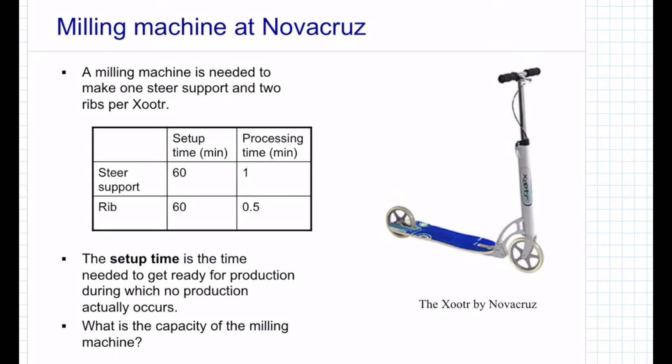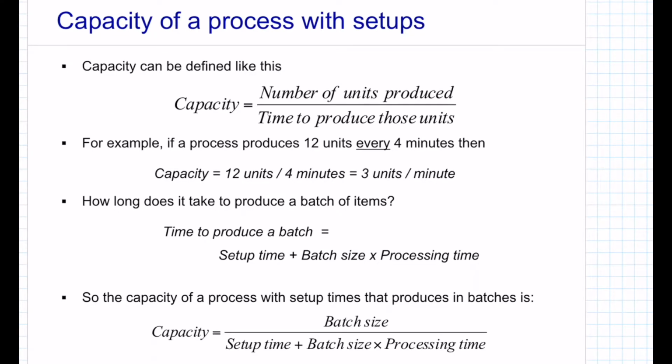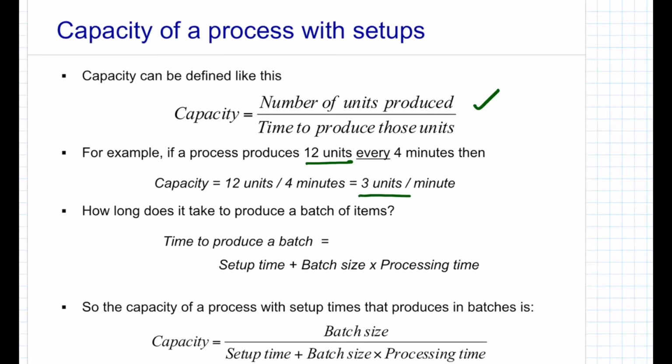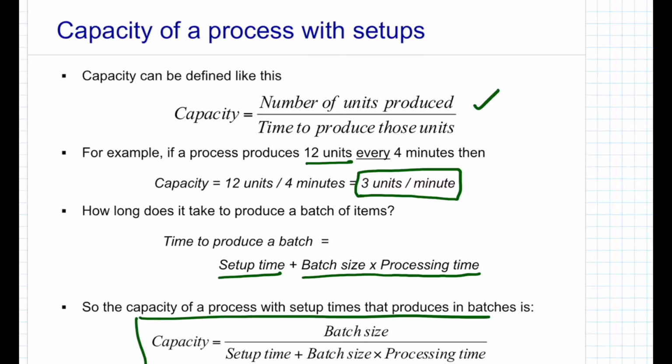The key question we want to answer is: what is the capacity of the milling machine? Capacity is defined as the number of units produced divided by how much time it takes to produce those units. For example, if we have a process where we produce 12 units every 4 minutes, then we can divide 12 by 4 and get capacity as 3 units per minute. To obtain the time to produce a batch, we need to add setup time to how much time it takes to produce the entire batch. Then using this we can calculate capacity using this formula that we have seen earlier.